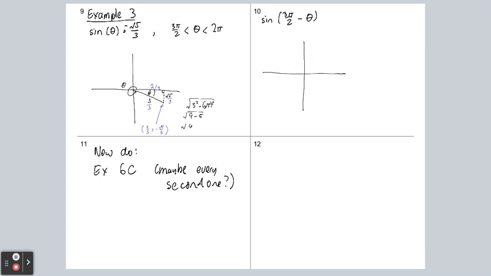So this angle here is theta. I've started off at 3 pi on 2, and I've gone to theta.